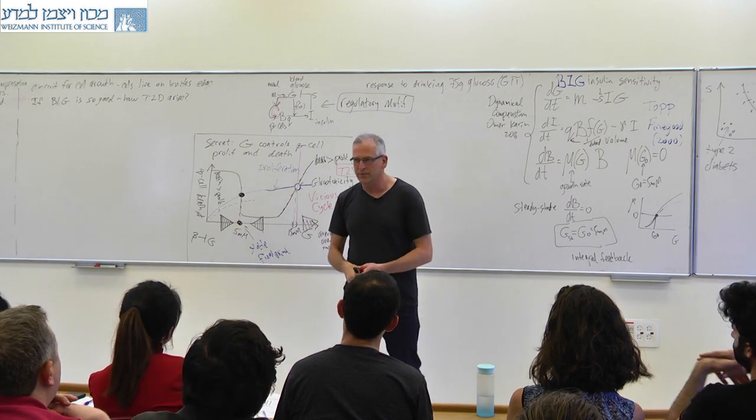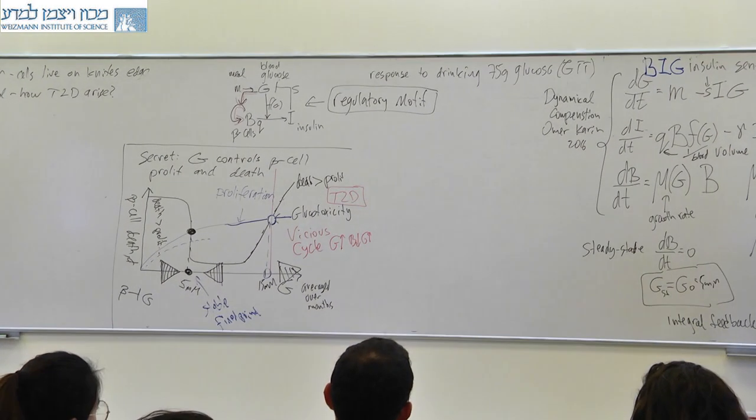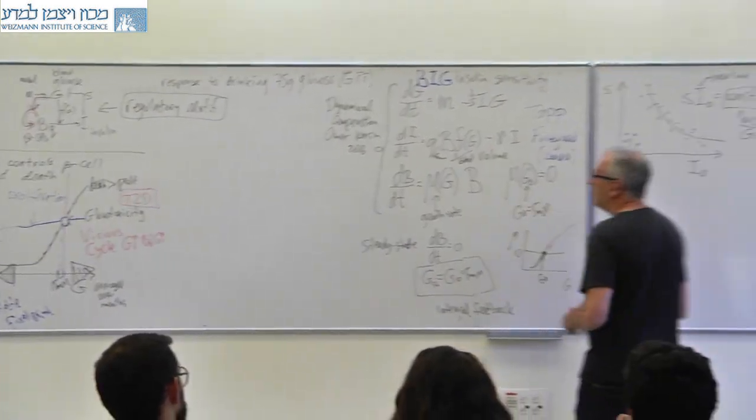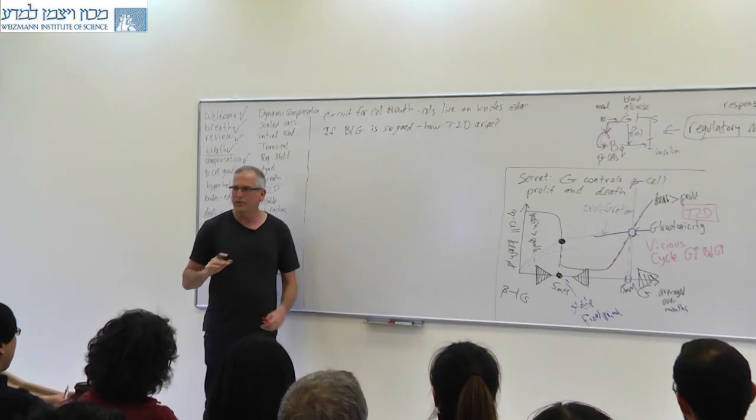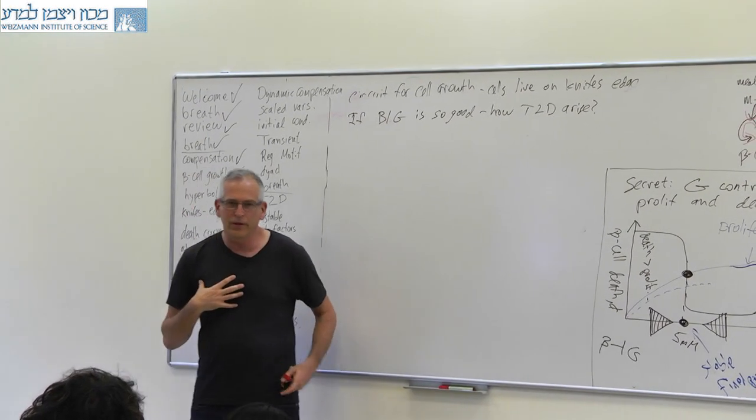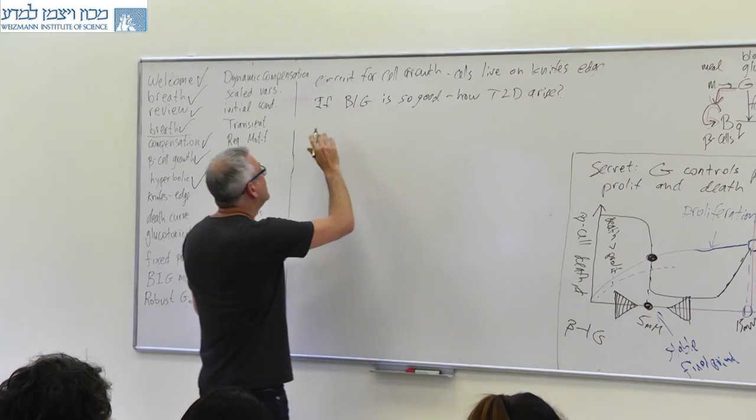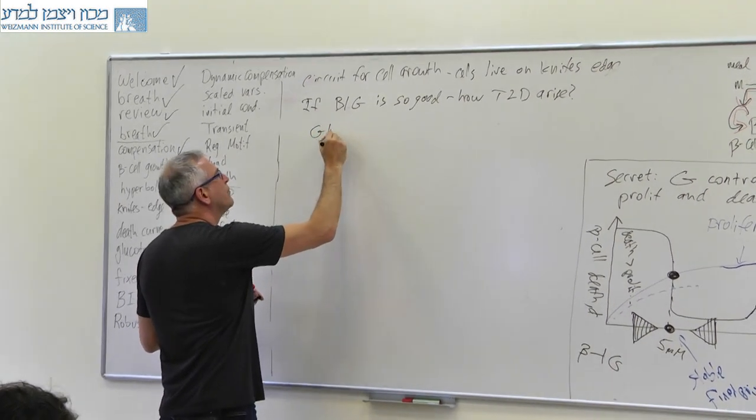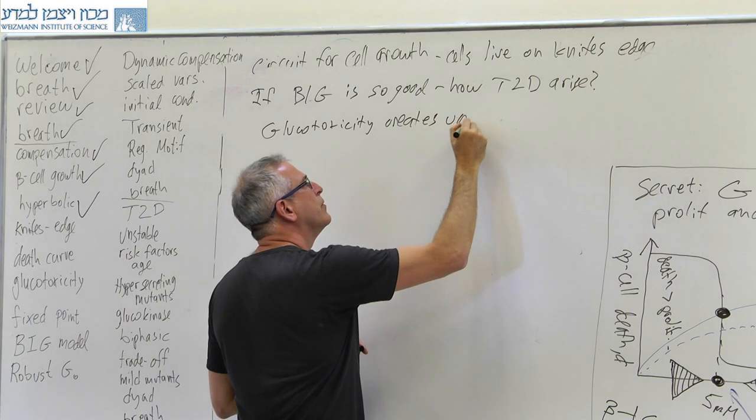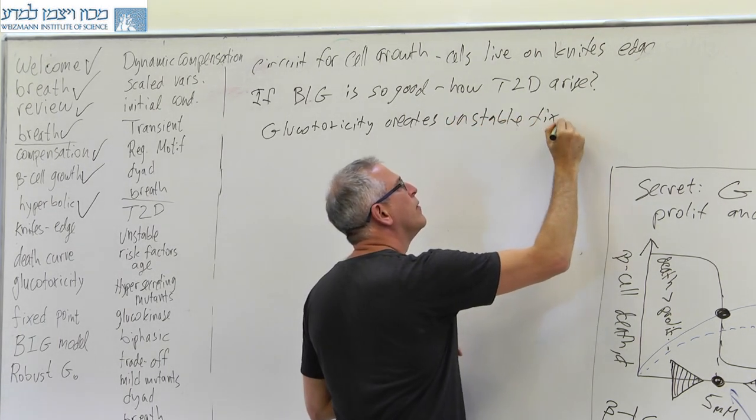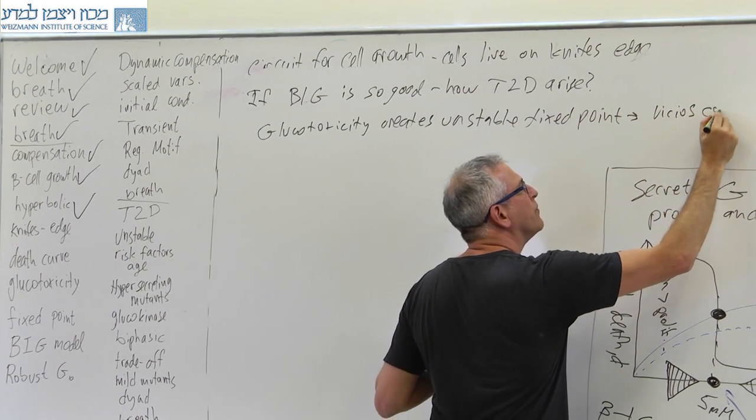So what's the reason for glucotoxicity? And here, we need to think again about our situation with cells. This is another unavoidable consequence of biology, of being a cell that divides. So we're going to ask, okay, this glucotoxicity creates an unstable fixed point, which goes to this vicious cycle.